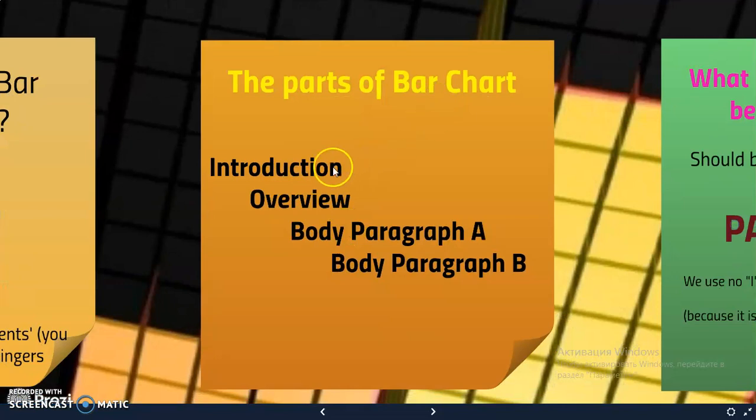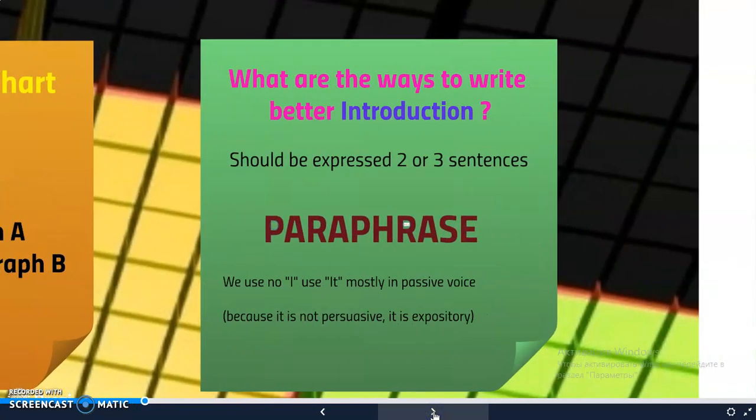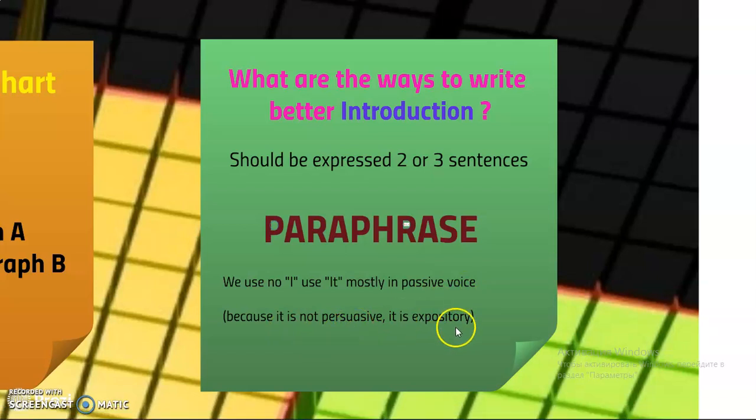The parts of a bar graph: introduction, overview, body paragraph 1 and body paragraph 2. This is the same as all the essays. There are ways to write better. Introduction should be expressed in 2 or 3 sentences. Paraphrase. We use no I, and use it mostly in passive voice, because it's not a persuasive essay, it's just expository.